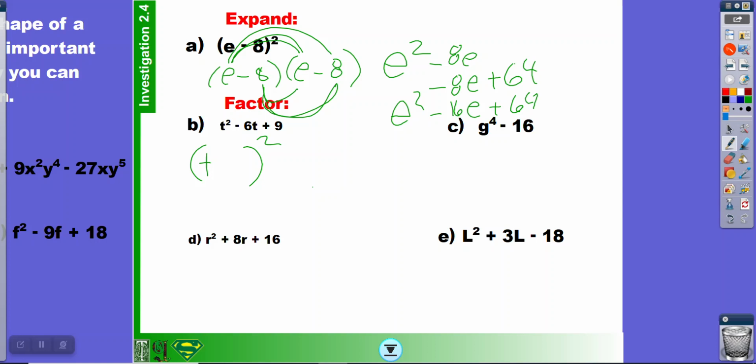And so I figured out that negative 3 times negative 3 is equal to 9, and negative 3 plus negative 3 is equal to negative 6. So I know that this would be minus 3. Now, it is very possible that some of you had an answer that showed t minus 3 times t minus 3. Is that equivalent? Yes. However, it's not the simplest form, so it would not be considered correct. Because notice how I'm multiplying t minus 3 times itself. Therefore, we have to show that it is a square binomial.